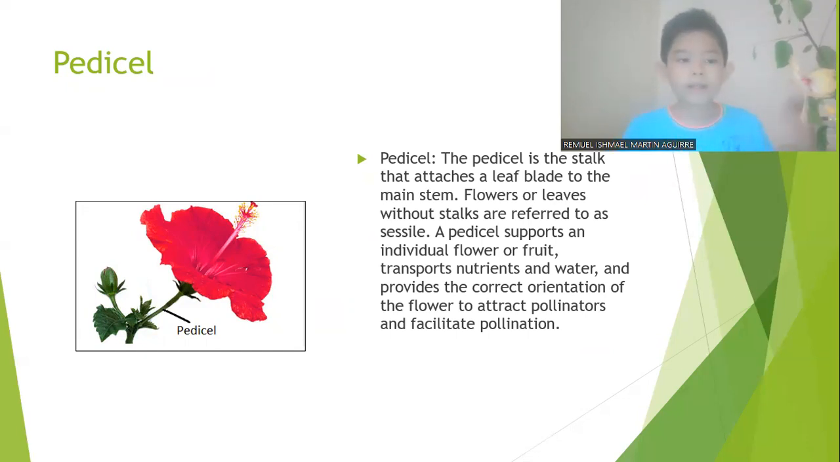And that's all you need to learn about the parts of a Gumamela flower and its functions.